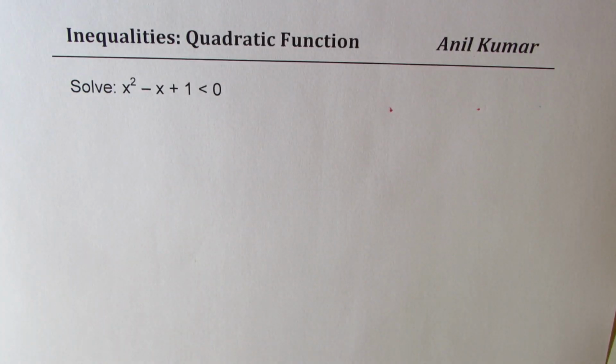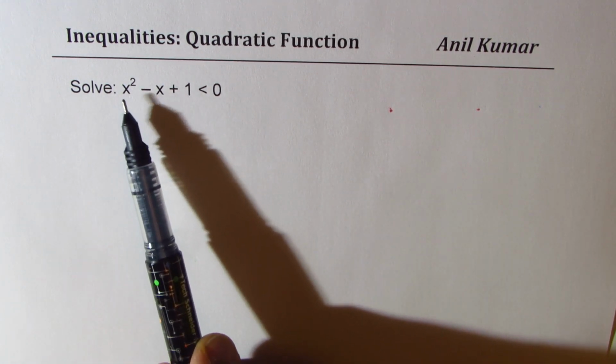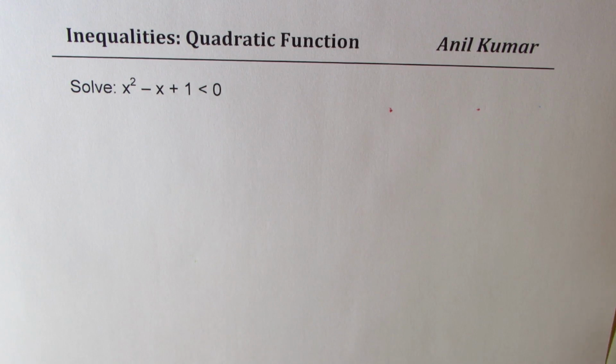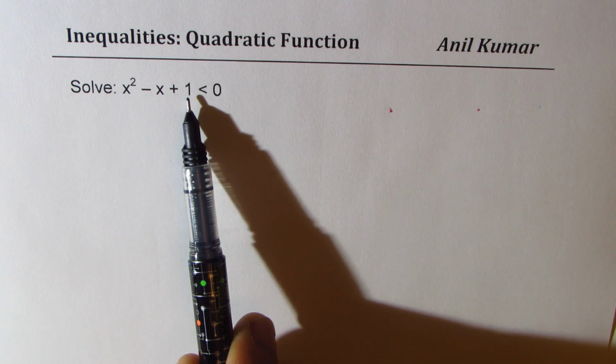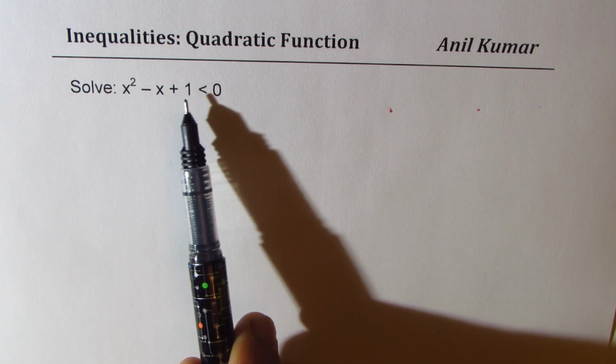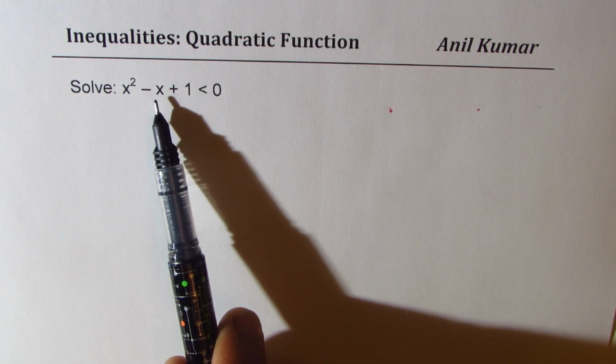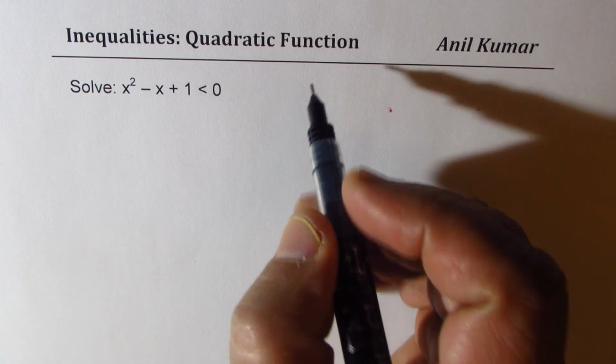Now here is the last question, which says, solve this inequality, x squared minus x plus 1 less than 0. You can now pause the video, answer this question, and then look into my suggestions. Now I cannot really factor this since 1 is 1 times 1, and when I add and subtract, I don't get 1, right? So we'll use the quadratic formula.